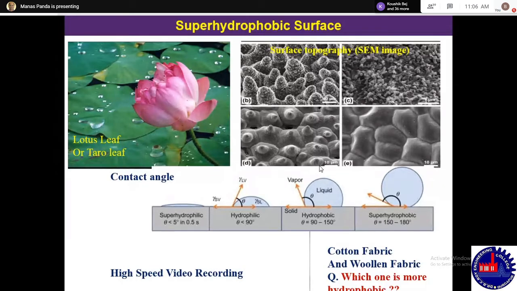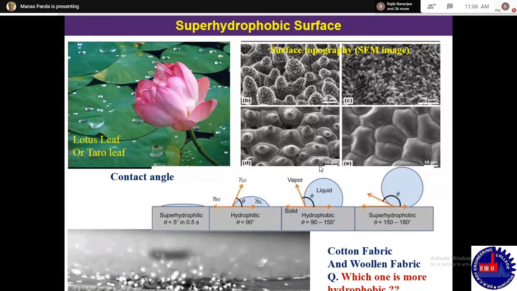Before that, there is a question for the students. All of you probably wear different types of fabrics, a cotton fabric and a woolen fabric. When you put a drop of water on the cotton fabric, what happens, and when you put a drop of water on the woolen fabric, what happens? Based on that observation, can you tell me which one is more hydrophobic? I'll ask you at the end, after the talk.